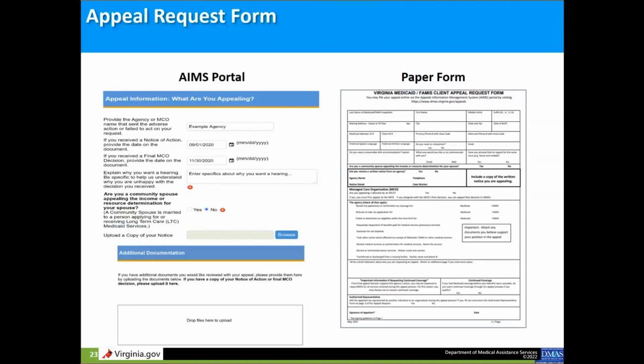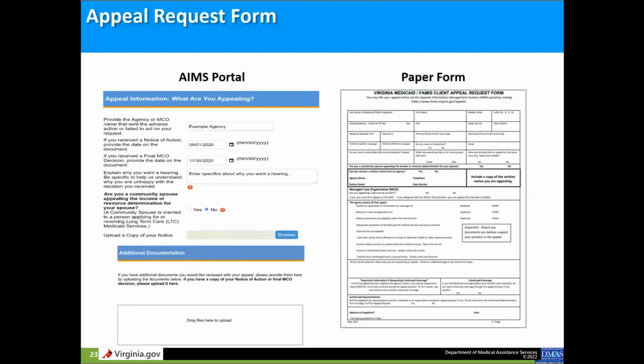The requirements for requesting an appeal are very permissive. That means that an appellant may file an appeal through any door. The DMAS Appeals Division prefers to receive appeals through its new AIMS portal. However, we still accept appeals by mail, fax, or walk-in on the old paper forms.